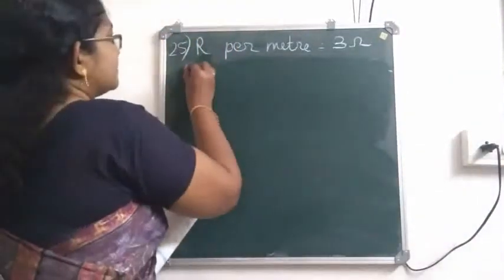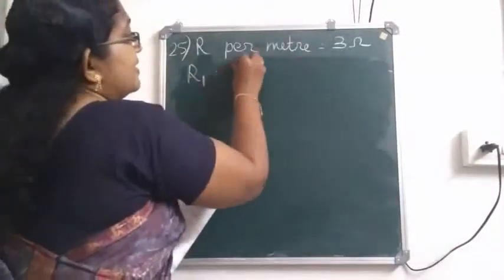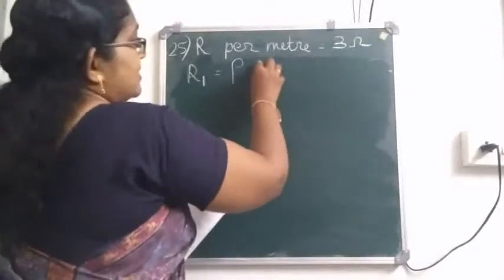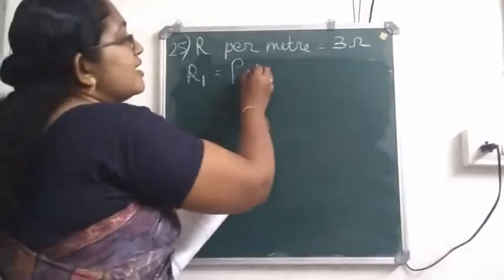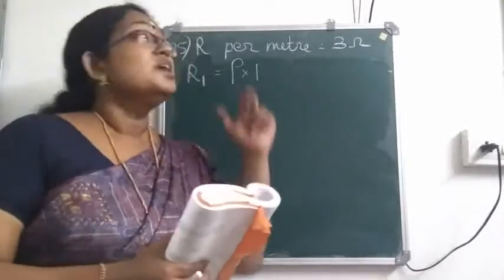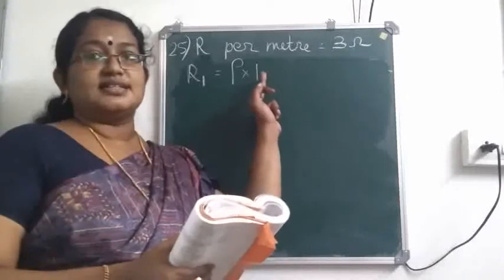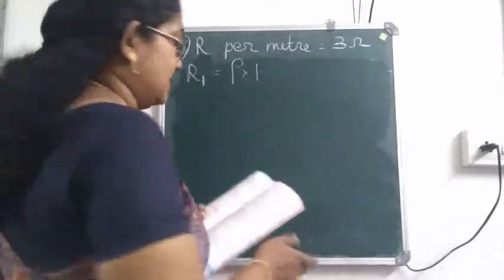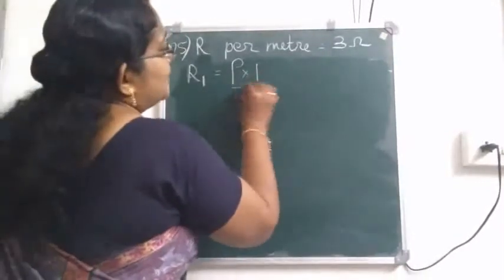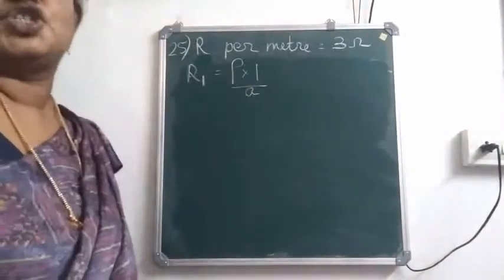Okay. So in the first case, let me consider the resistance as R1. Resistivity is rho. Then about the length, let us consider the length of the wire as 1 meter, because it is given that the resistance per meter is 3 ohm. So rho into L by area. For area I am taking it as A, since nothing is mentioned regarding this.